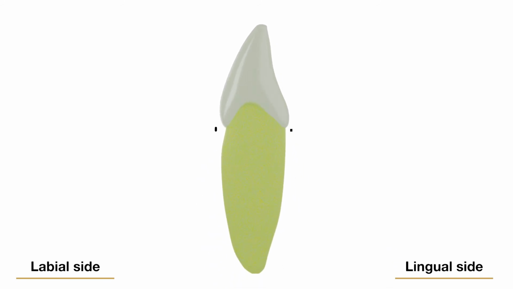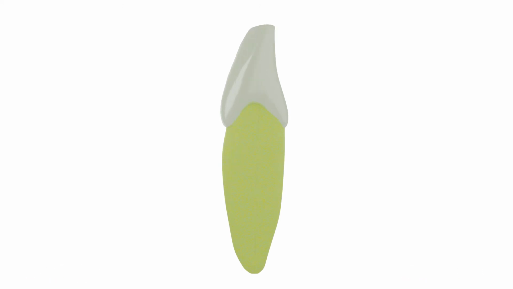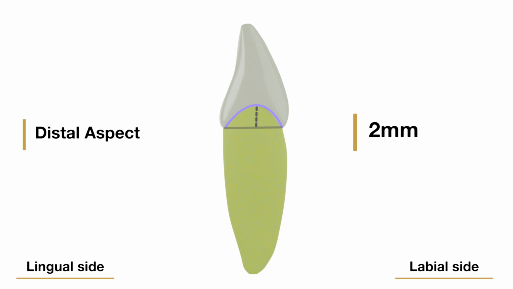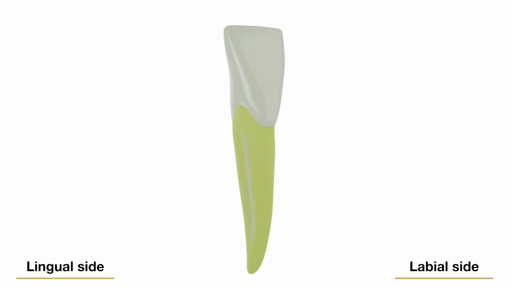Root outline is relatively straight from the cervical line till middle 1/3, below which it starts to taper and ends in a bluntly rounded apex. Roots of the mandibular central incisor have broad developmental depression for most of the root length. The incisal ridge is usually lingual to the center of the root. Similarly, from the distal aspect, the curvature of the cervical line is 2 mm and is towards the incisal edge. The developmental depression on the distal surface of the root is more prominent.